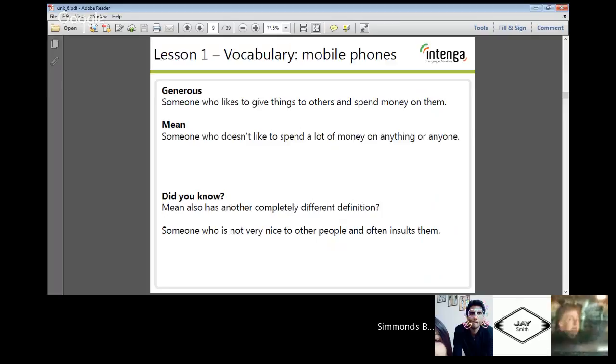Any other comments or questions? So Ken, I think stingy is universal. Oh yeah. And actually, the definition of mean in this case is that someone doesn't want to spend a lot of money. Maybe they have money, but they don't want to spend it. Okay. It's a good question.